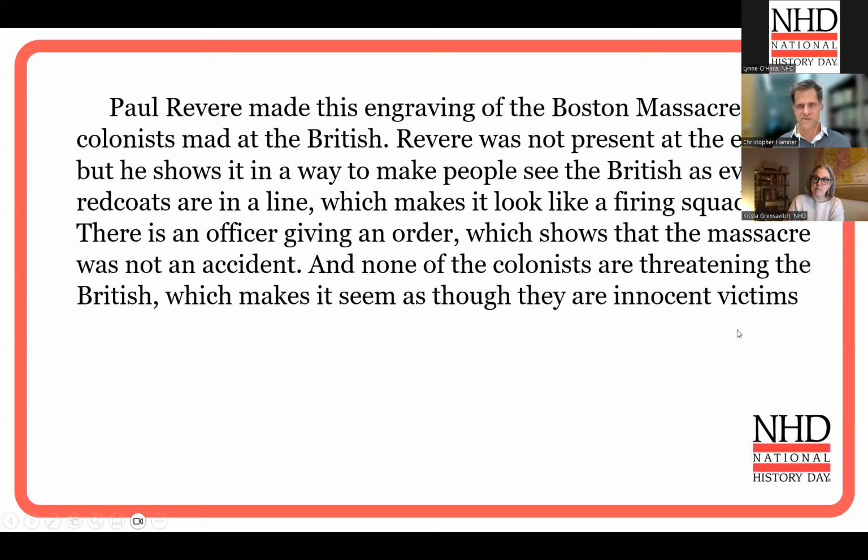Paul Revere made this engraving of the Boston Massacre to get colonists mad at the British. Revere was not present at the event, but he shows it in a way to make people see the British as evil. The redcoats are in a line, which makes it look like a firing squad. There's an officer giving an order, which shows that the massacre was not an accident. And none of the colonists are threatening the British, which makes it seem as though they are innocent victims. And those are all insights that are available to a middle school student who spends some time with the source.